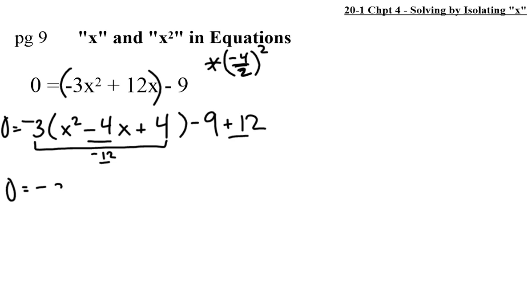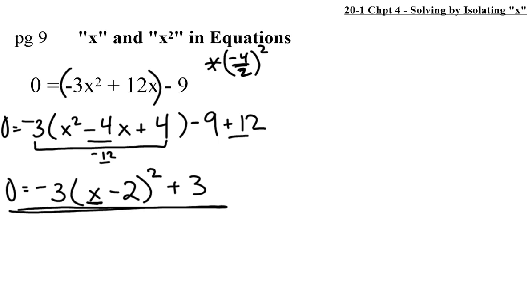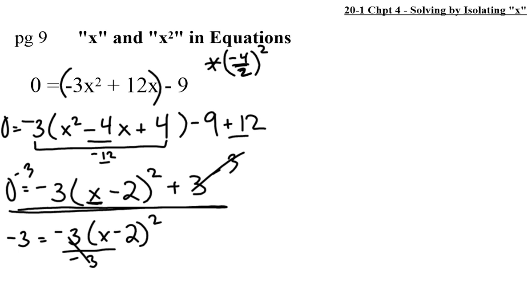What are we left with? Negative 3, x minus 2 squared plus 3. So 0 equals negative 3, bracket x minus 2 squared plus 3. Now we have a quadratic with just a single x, so now we isolate x. Minus 3, minus 3. Negative 3 equals negative 3, x minus 2 squared. Divide by negative 3. 1 equals x minus 2 squared.